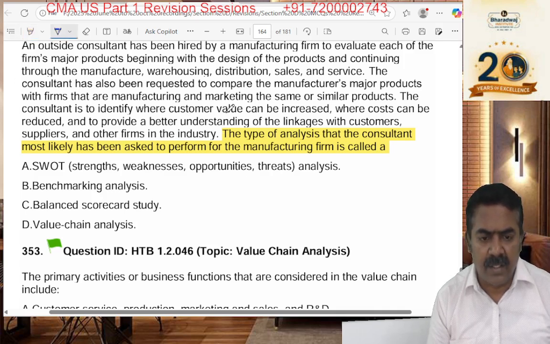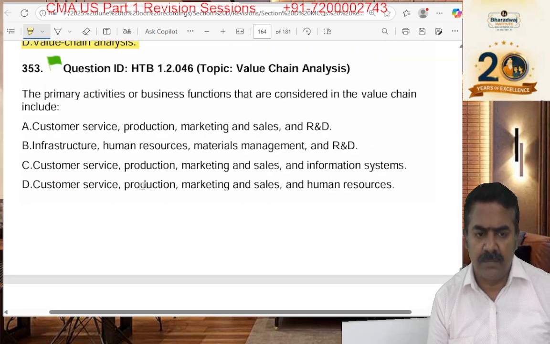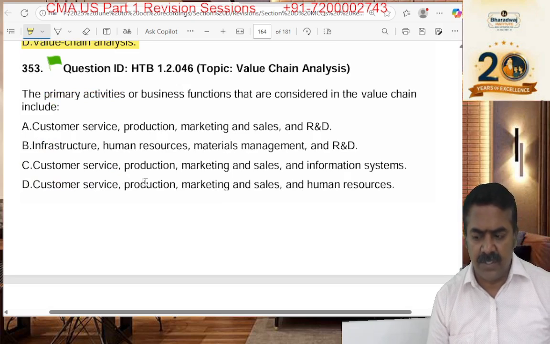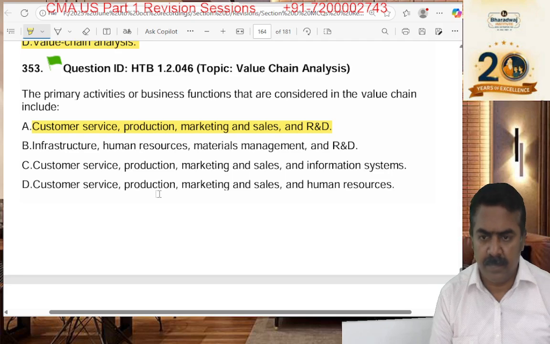To identify where the customer value can be increased, where the cost can be reduced, and provide better understanding of linkages with what? Customers, suppliers and other firms in the industry. Yes, that is part of value chain analysis. Primary activities of business functions. Primary. Marketing, sales. Primary function.